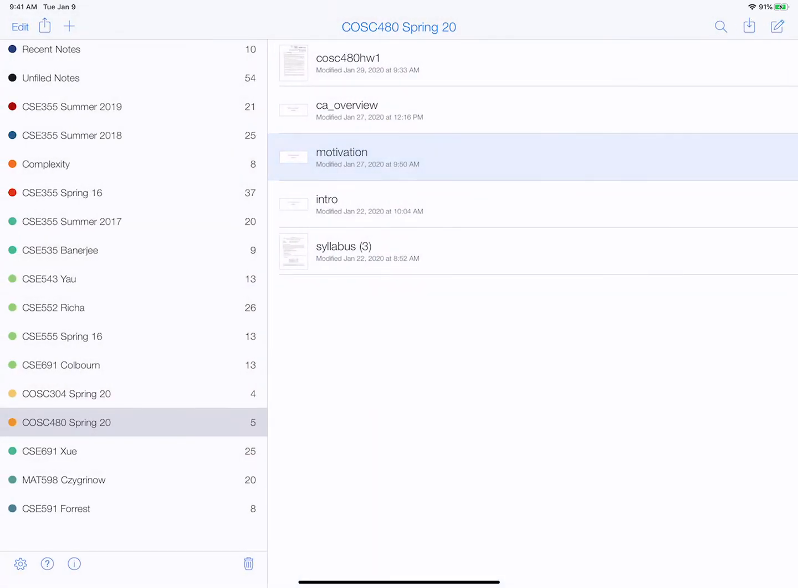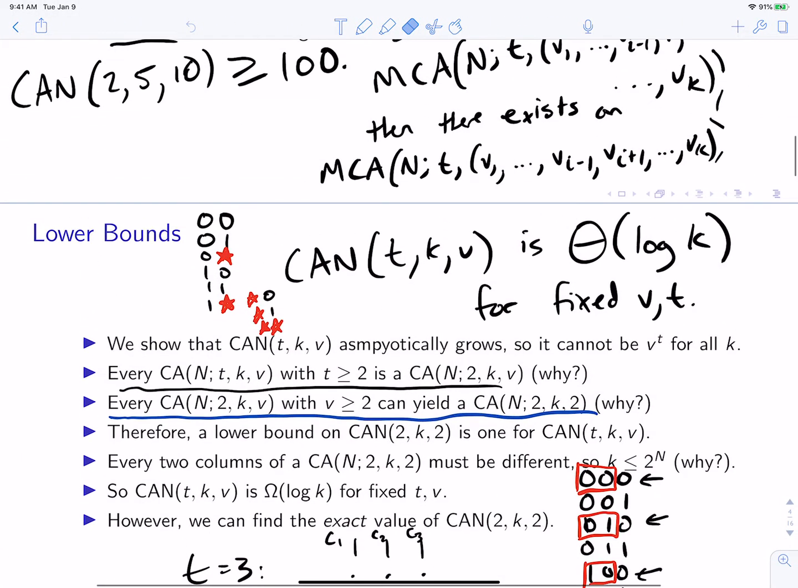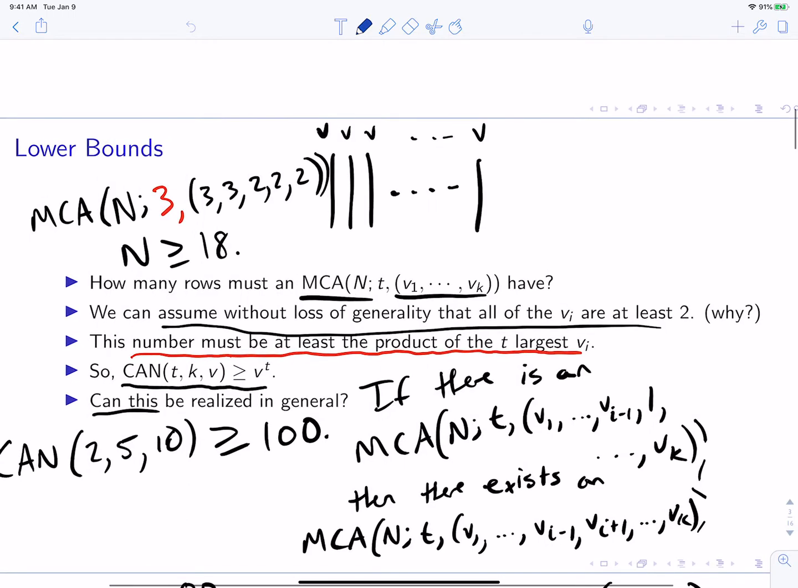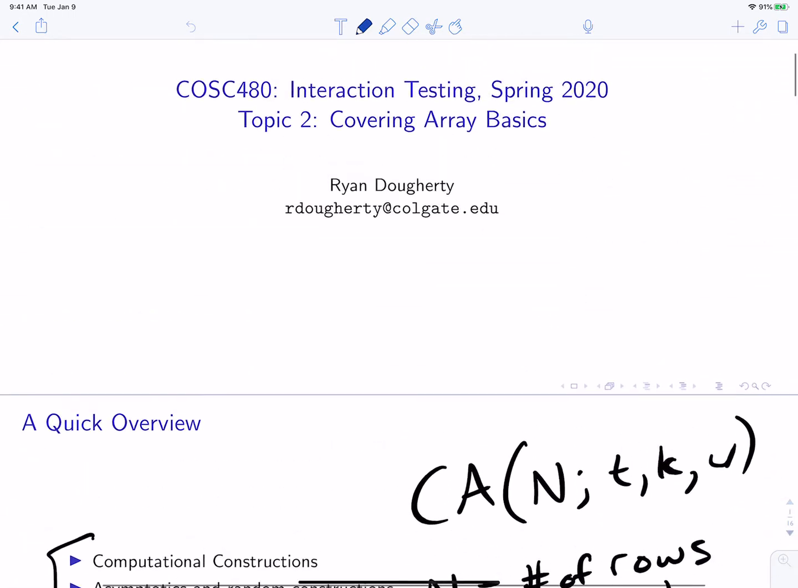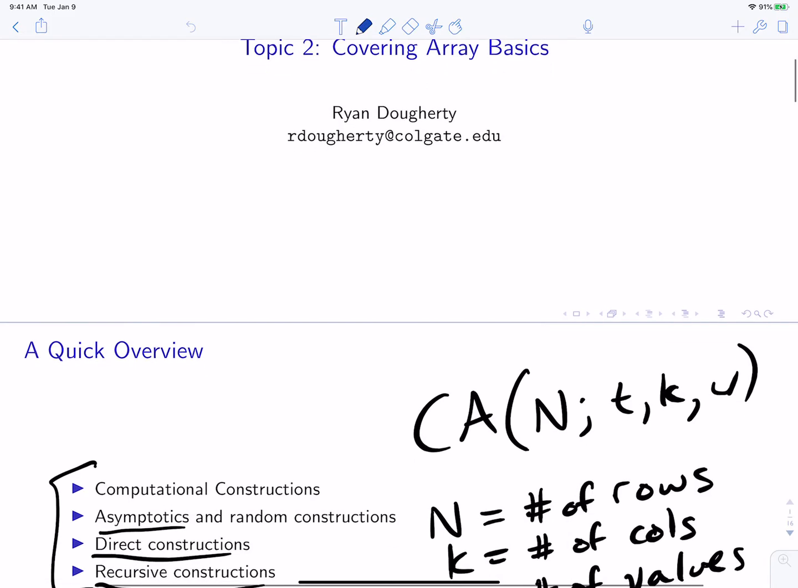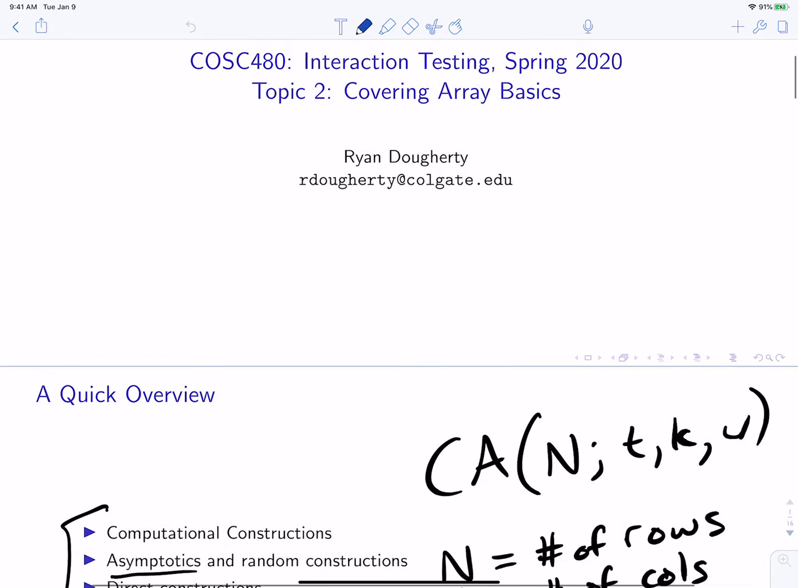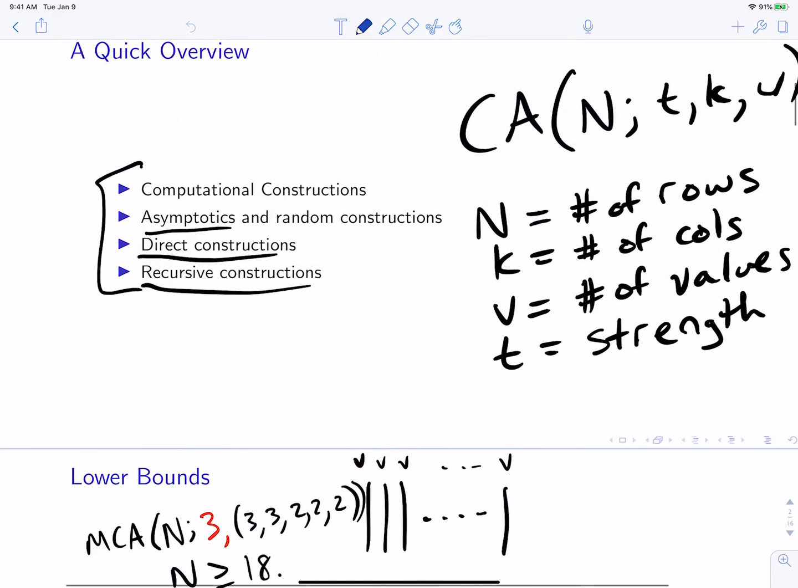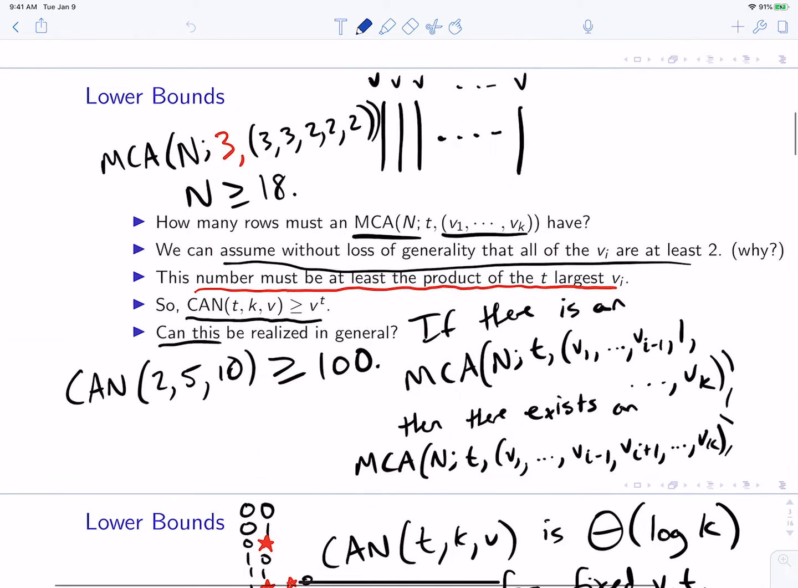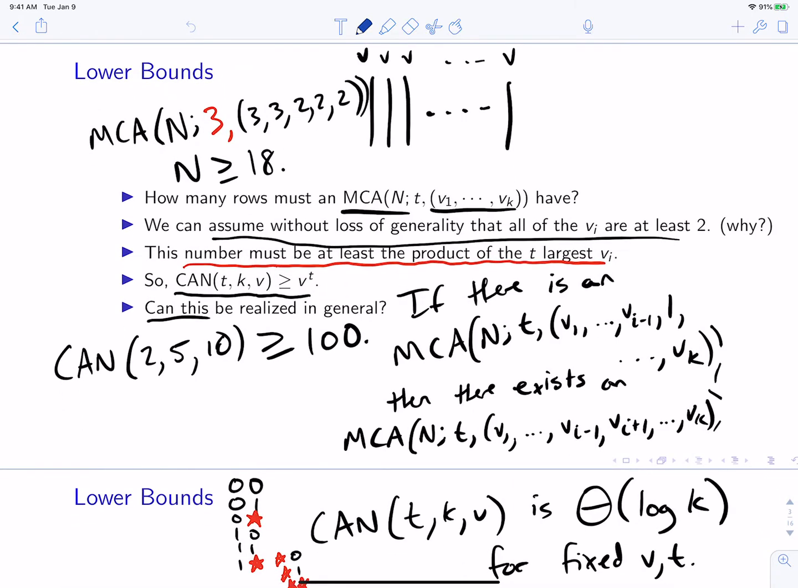Okay, so let's go back to stuff. Last time we started talking about the basic things involving covering arrays, all of the ways that we want to actually make these things. We first started talking about lower bounds: if we don't know the exact number of rows which is optimal, can we bound it from below and above, so that we know we must have at least a certain number of rows and at most a certain number of rows for the optimal answer.